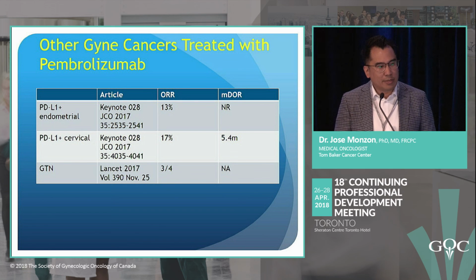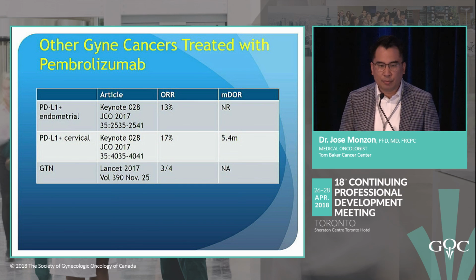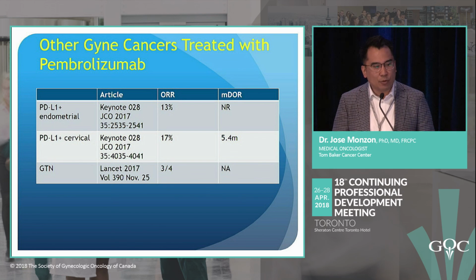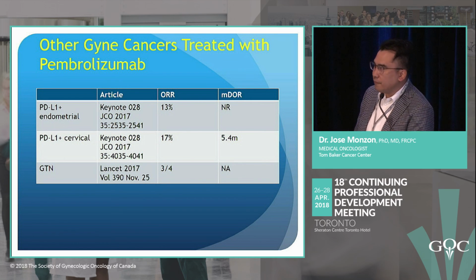So this brings me to my last slide. Is there activity in other gynecological malignancies? I think there was a talk this morning on ovarian cancers, combining PD-1 inhibition with PARP inhibitors and such. But this is, again, the Keynote 028 study looking at gynae cancers of endometrial and cervical. These were heavily pretreated patients. Objective response rates were 13% and 17%. Median duration of response for the cervical cancer group was 5.4 months. In the endometrial group, it wasn't reached yet.